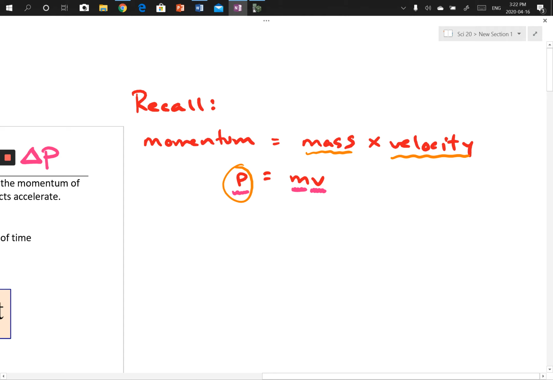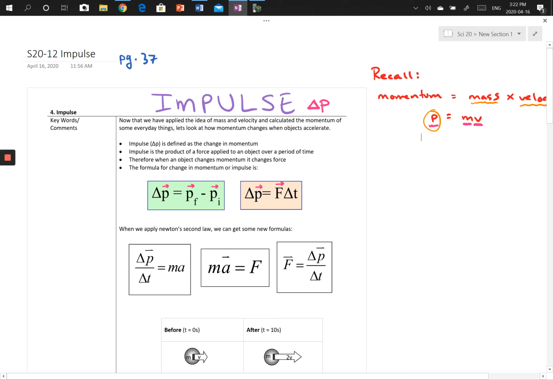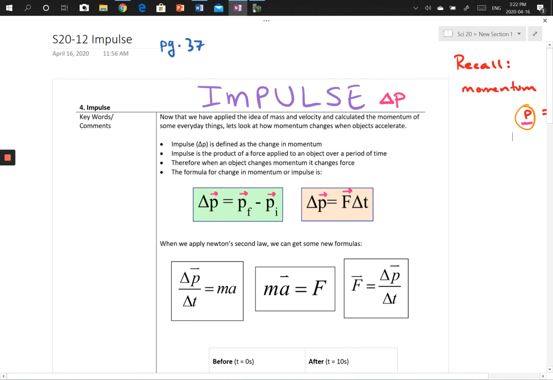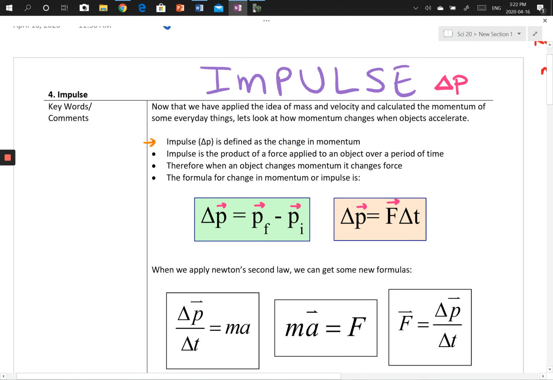I described momentum as how you would feel getting hit by an object, right? You're considering how fast the object is going and also how heavy the object is. Now, we need to understand momentum to talk about impulse, because impulse is simply the change in momentum. And when we're talking about a change in momentum, the two parts of momentum are mass and velocity.